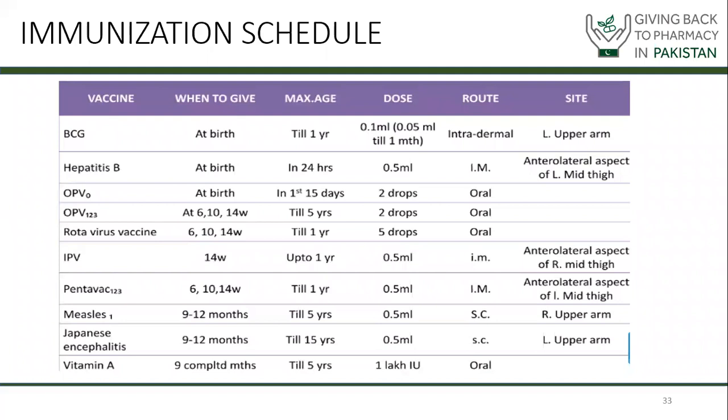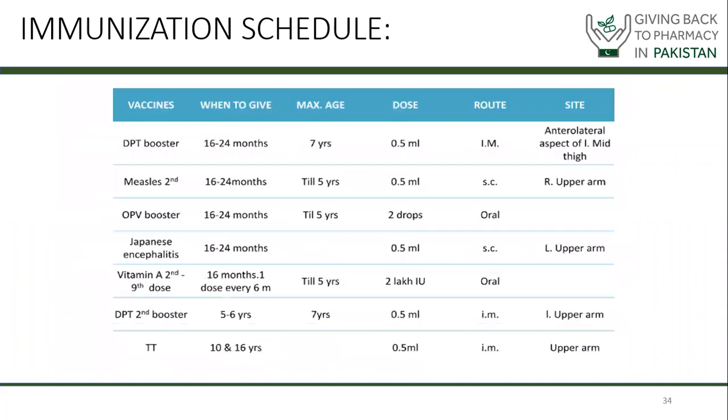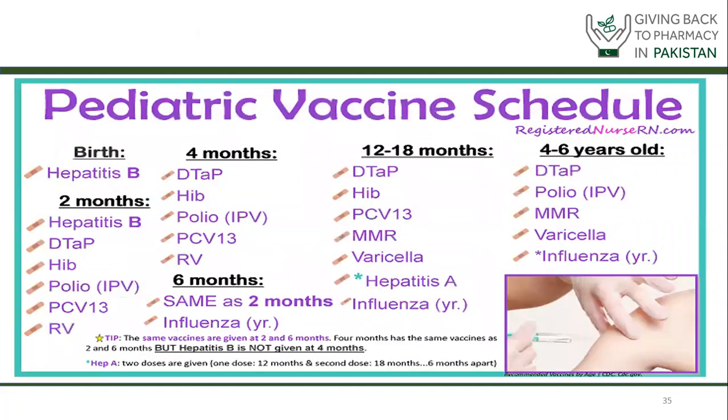But if we talk about the CDC recommendation, normally only the hepatitis B vaccine is recommended at birth. But if the baby is in a developing country or in a high-risk population for polio or TB, then polio and BCG are also given at birth.